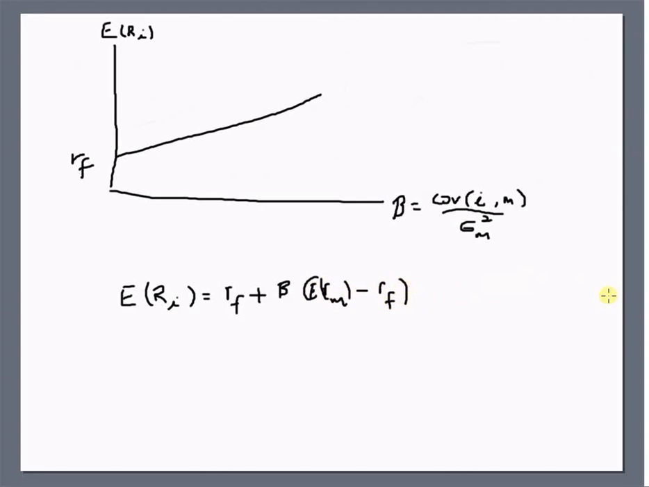Okay, let's try to imagine a scenario where beta is 1. So what is the implication of beta equal to 1 on this equation? The risk-free terms cancel off, beta is equal to 1. So the expected return of this security when beta is 1 is equal to the expected return of the market portfolio. Okay, so let me draw this graph here.